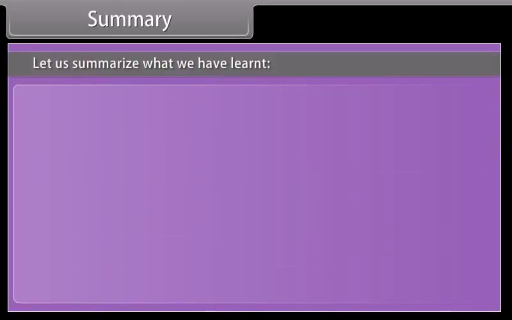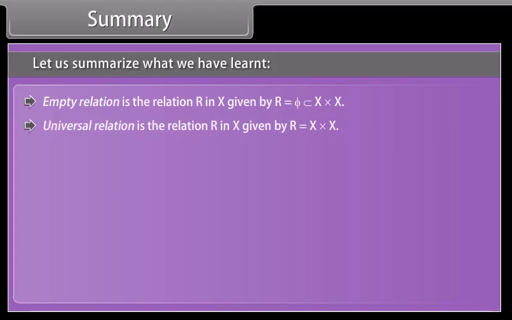Summary. Let us summarize what we have learned. Empty relation is the relation R in X given by R = ∅, which is a subset of X × X. Universal relation is the relation R in X given by R = X × X.